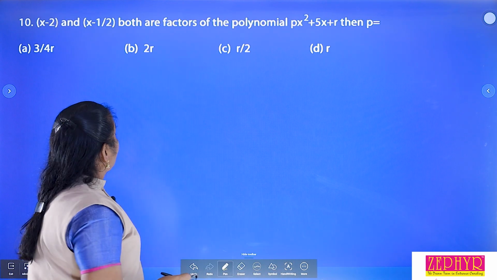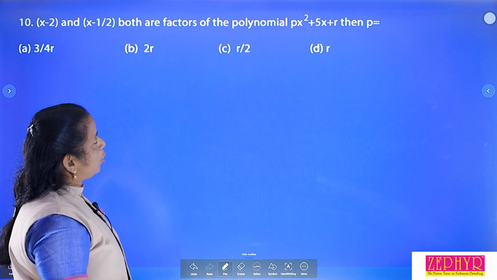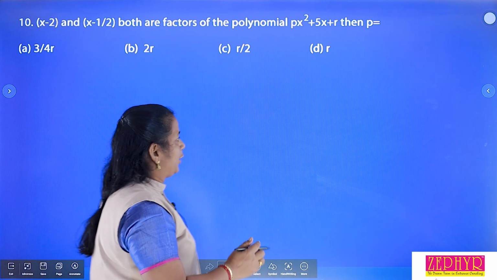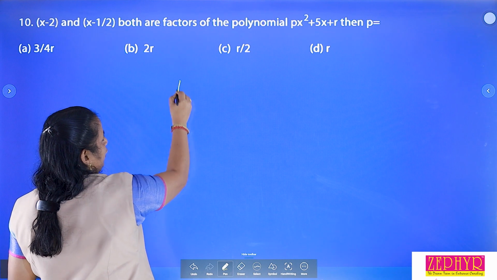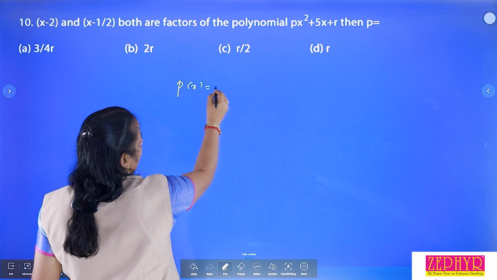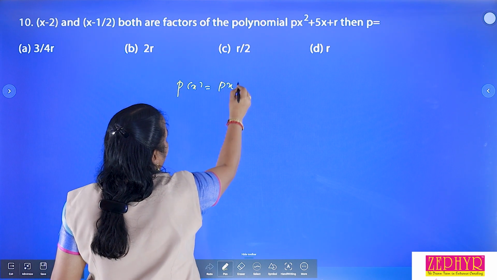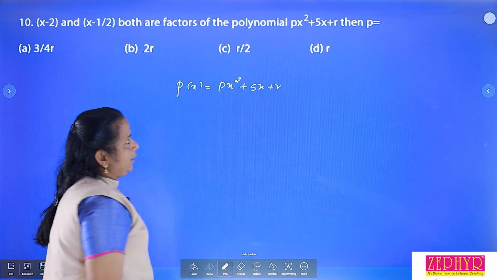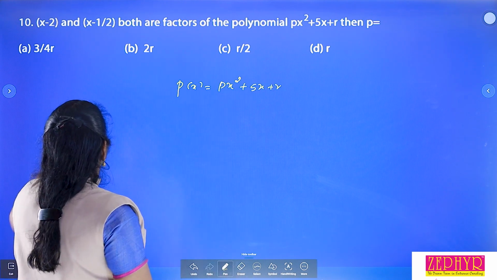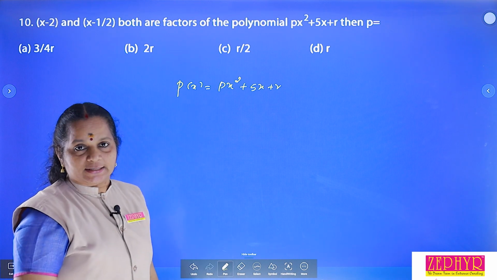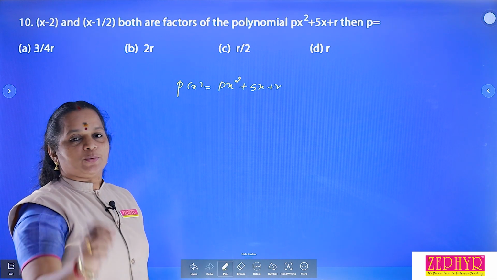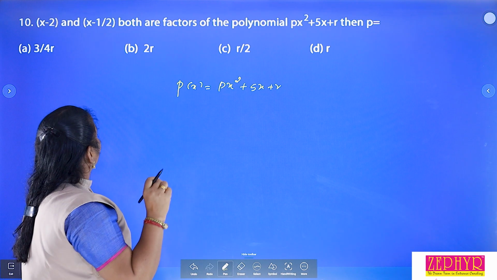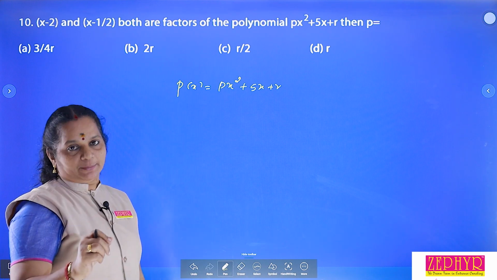x minus 2 and x minus 1 by 2 both are factors of the polynomial. Take the polynomial p of x equal to p x square plus 5x plus r. We find the value of p. So here we got two factors. Which are the two factors? The first one is x minus 2. The second one is x minus 1 by 2.